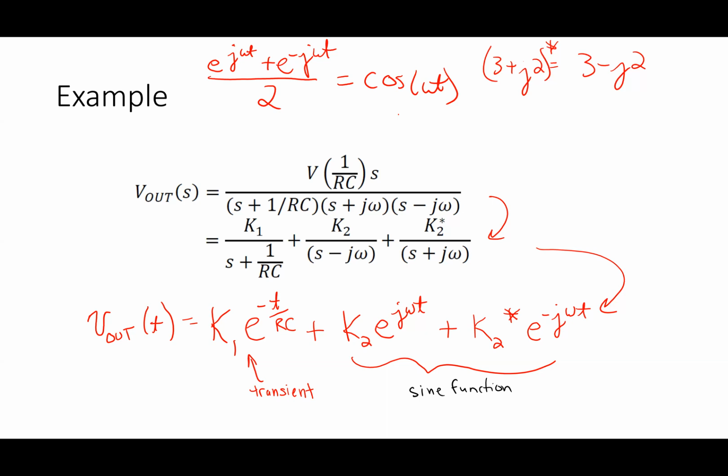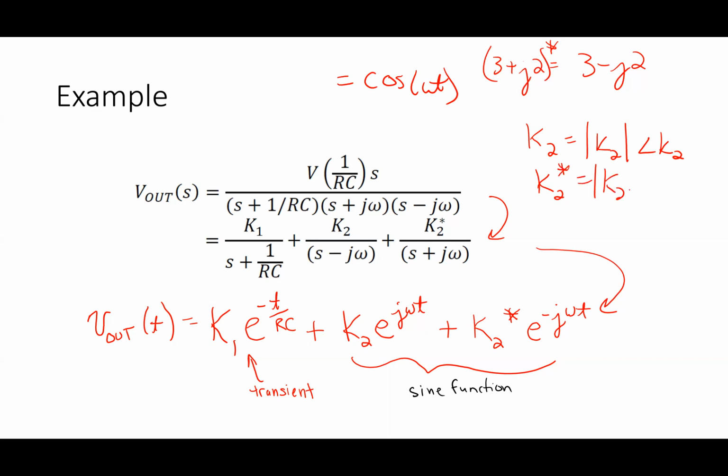And so it turns out that if I were to expand this further, if I had K2, it has got a magnitude and it's got an angle. K2 conjugate would be the same magnitude, but the opposite angle. Maybe I should say it like this, phi and minus phi. That would be the way it would be written out.